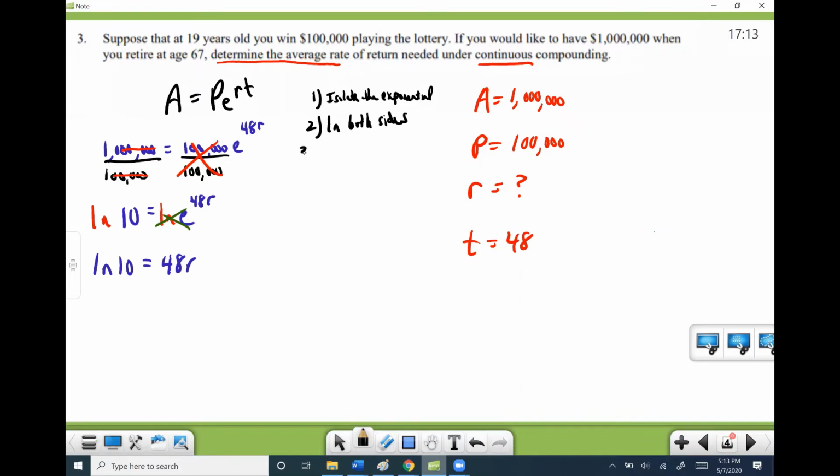You don't have to use the power property in this case. It doesn't apply, right? The e and the natural log canceled each other out. And now we're going to solve. So to solve, I guess we would divide by 48 to both sides. So Megan has 0.0479. Can I get a second on that? Yep, okay.